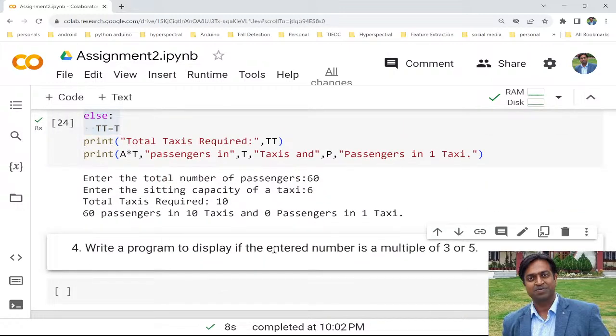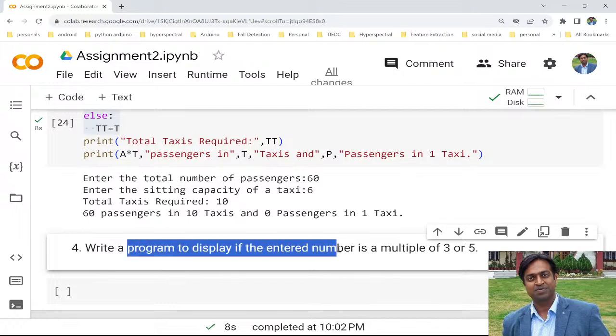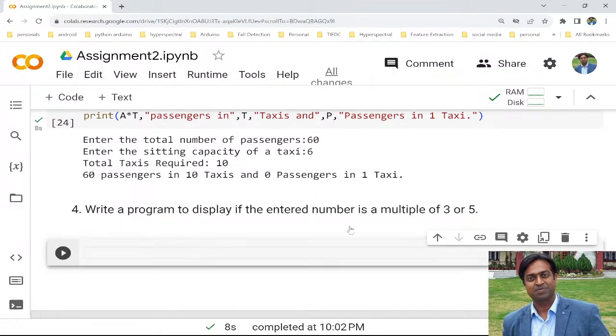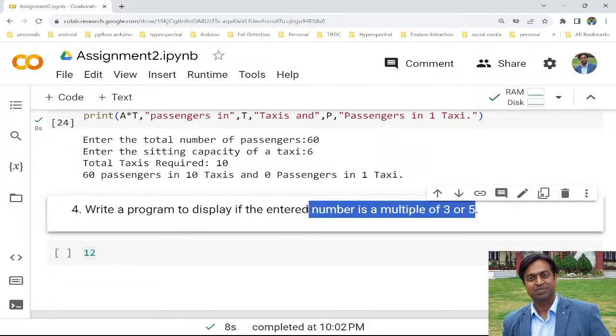Now one extra problem that I would like to discuss is: write a program to display if the entered number is a multiple of 3 or 5. So if we talk about 12, 12 is divisible by 3, it is not divisible by 5. So 12 comes under this category, a number that is a multiple of 3 or 5. It is or, it is not and. If it is and, then we would like to have a number that is divided by 3 as well as 5.